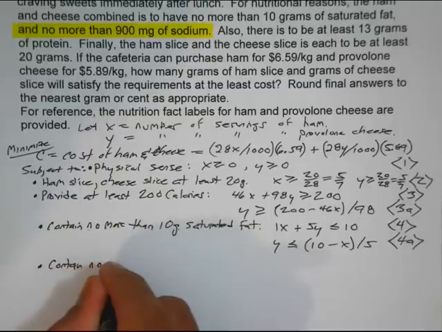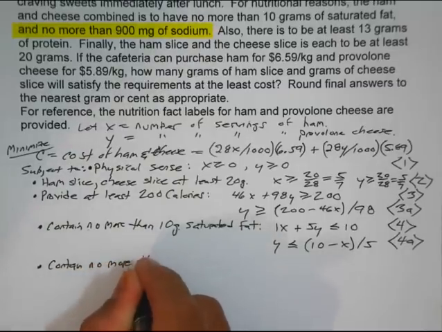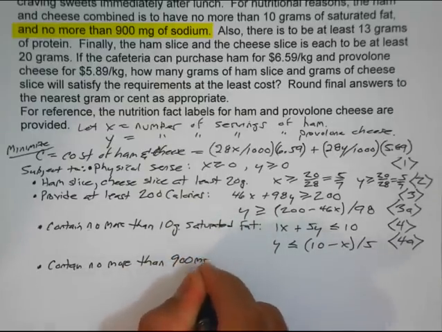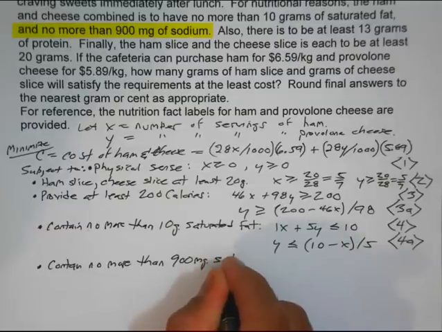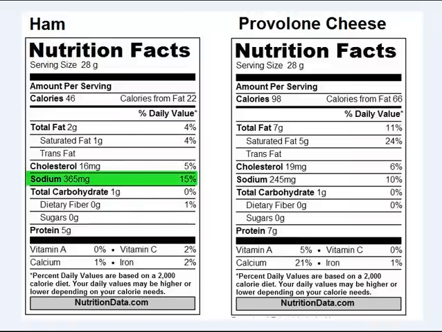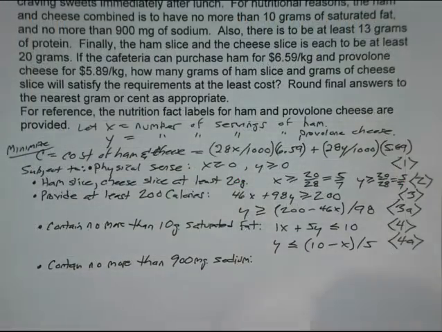Contain no more than 900 milligrams of sodium. Back to that nutritional fact label. In the ham case, one serving has 365 milligrams. In the case of the provolone cheese, one serving has 245 milligrams.